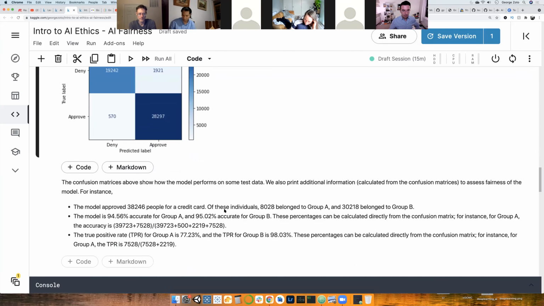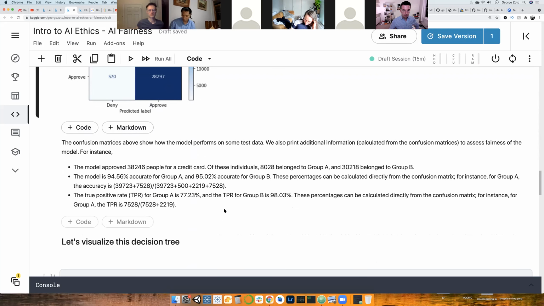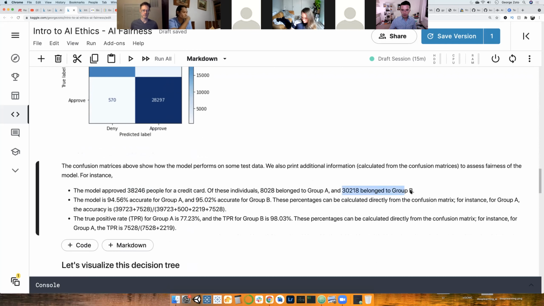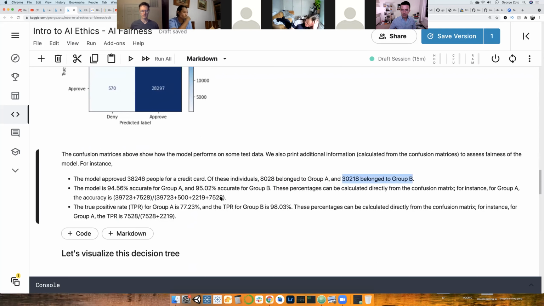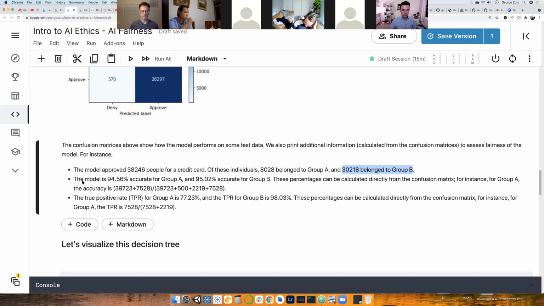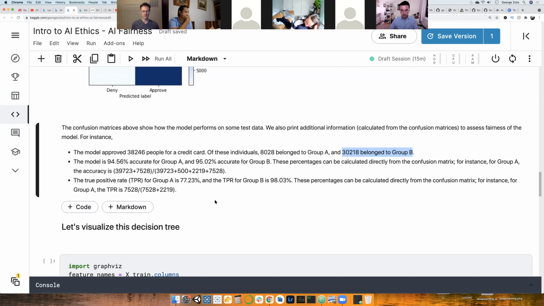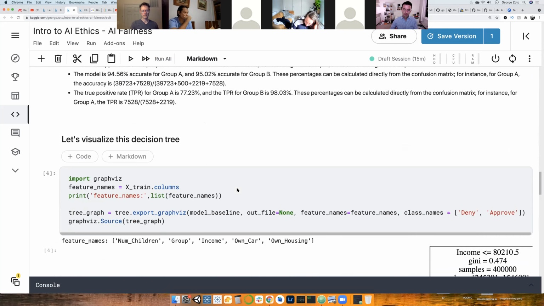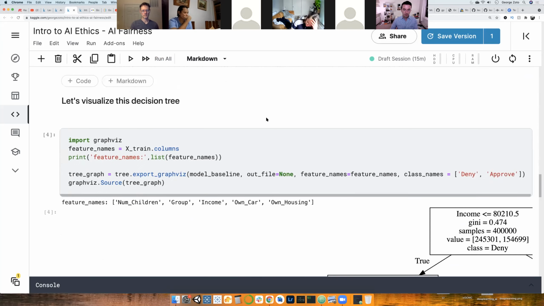So looking at the different metrics here, we can see that we approved 38,000 people. 8,000 of them belong to group A, 30,000 to group B. So there's definitely, we're not being fair there. And I think this is just some calculations. I think later on we're going to evaluate each metric here. I added one step here to just visualize the tree. And I didn't realize that the notebook itself also visualizes it.